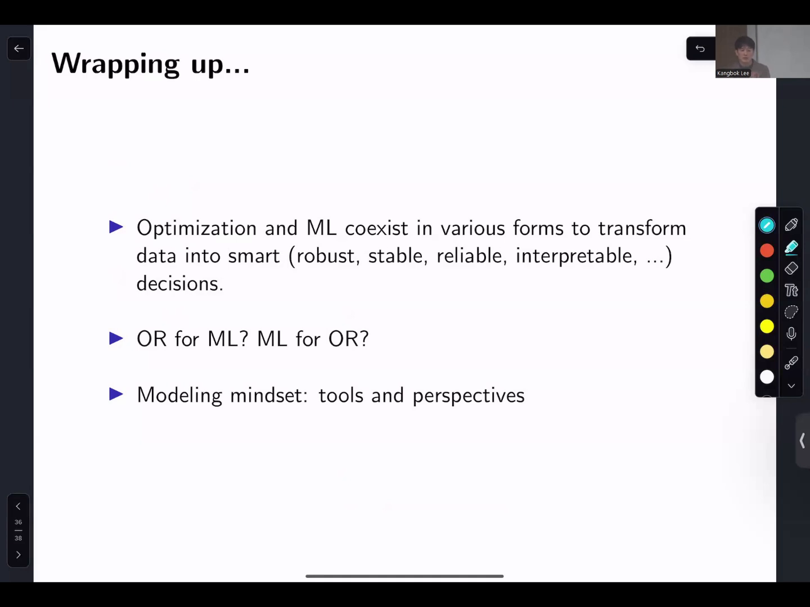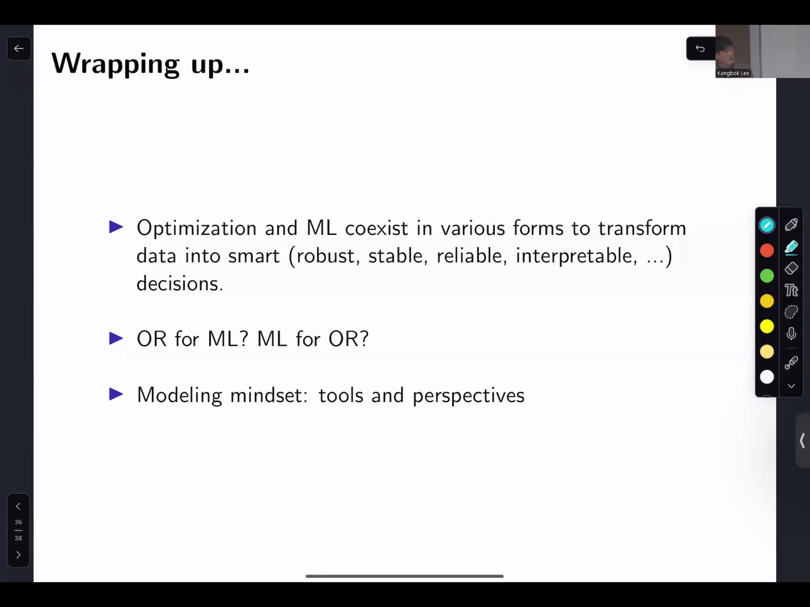Don't be too focused on the prediction error. There's something more important, maybe, depending on context. Okay, so they work together. When they work together, you can finally, I believe, transform your data into smart decisions. I keep saying smart decisions. Now I can say what I mean by them: robust decisions, stable decisions, reliable decisions, and also interpretable decisions, right? They are only achievable by wisely integrating ML and optimization, right?